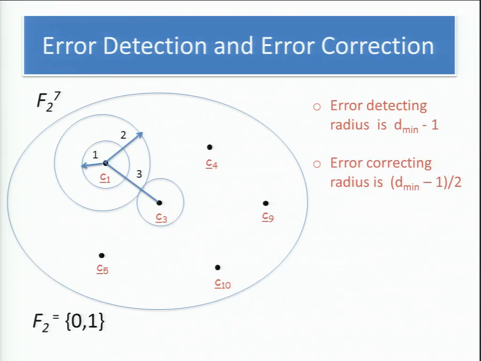This space is F2 power 7, which is {0,1} power 7, which means I take all length-7 vectors consisting of 0s and 1s. That is the total space. In this I am marking my code words. I have marked only a few of them; actually there are 16, and I am showing only a few here. Now around this point C1 I am drawing a ball of radius 2.